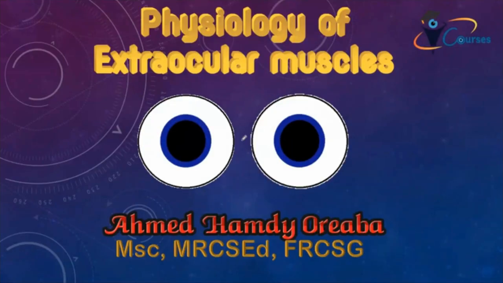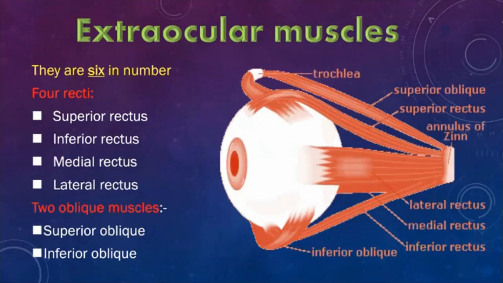So let's begin. As we know from the anatomy, we have 6 extraocular muscles. We have 4 recti and 2 obliques. The 4 recti are the superior rectus, the inferior rectus, the medial rectus, and the lateral rectus, while the obliques are the superior oblique and inferior oblique.